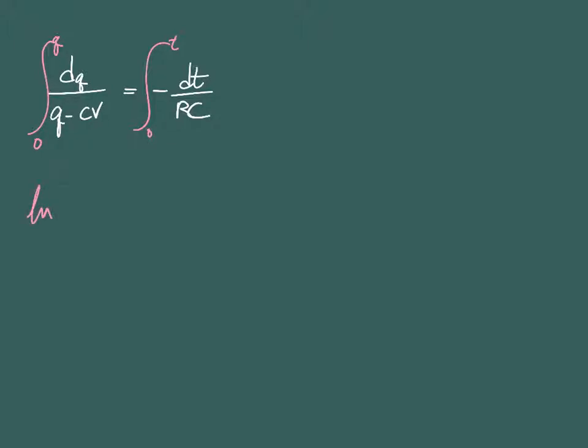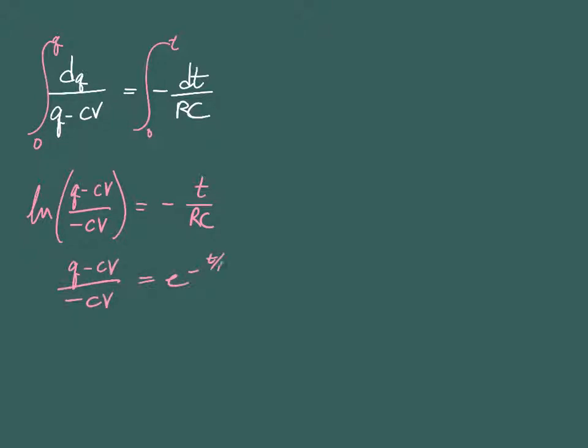So the natural log of (q minus CV) over (minus CV) will equal negative t over RC, which means (q minus CV) per (minus CV) will be e to the minus t over RC. Just basic, undo the natural log, or convert it to its exponential form.